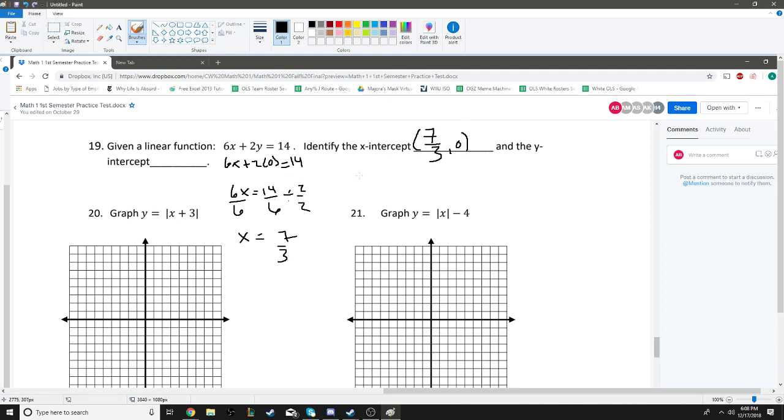To find the y-intercept, we are going to plug 0 in for x. So this is 2y equals 14. Divide both sides by 2, and we get y equals 7. So the y-intercept is 0, comma 7.